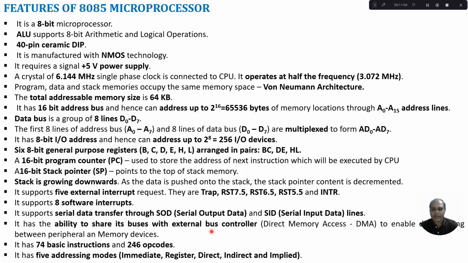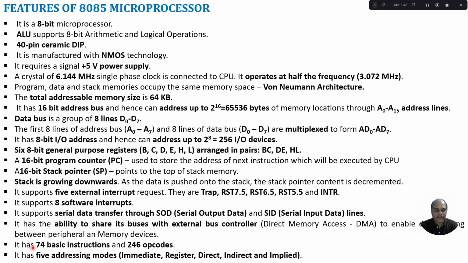the 8085 microprocessor also supports a DMA controller, direct memory access controller. Without making use of the CPU, this DMA controller can make the peripheral device get the data from the memory. So the peripheral device can access the memory directly without the intervention of the CPU. In order to do that, the CPU has to share its buses with the DMA controller. Only then can the DMA controller provide the data required for the peripheral device. So the 8085 has the ability to share its buses with an external bus controller.